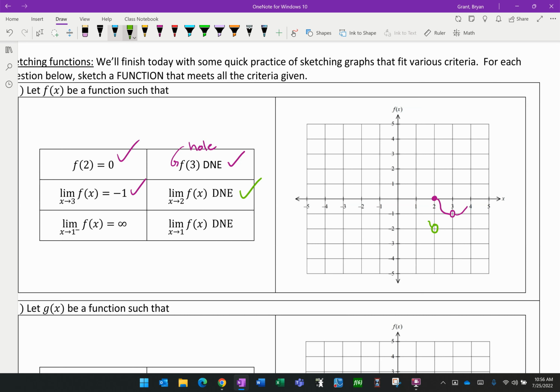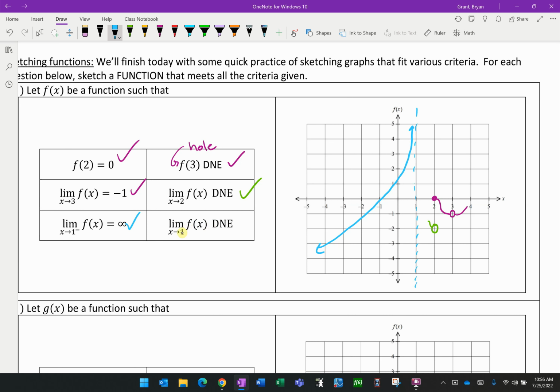So now let's go ahead and tackle the limit as x approaches 1 from each side. So as we approach from the left side of 1, so here is the left side of 1, we need to go to positive infinity. That's not too bad. We just go up, up, up to positive infinity. As soon as we see that infinite limit, we can put in our vertical asymptote. Nice. So we took care of that.